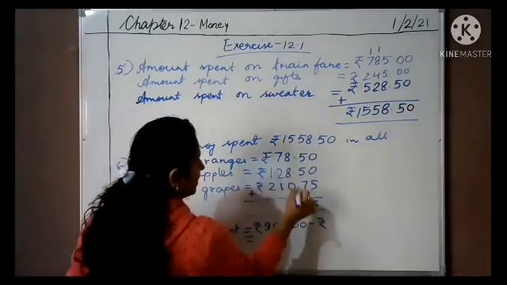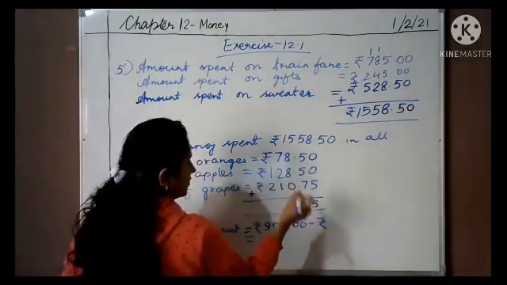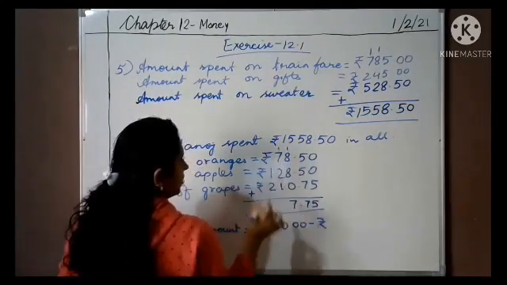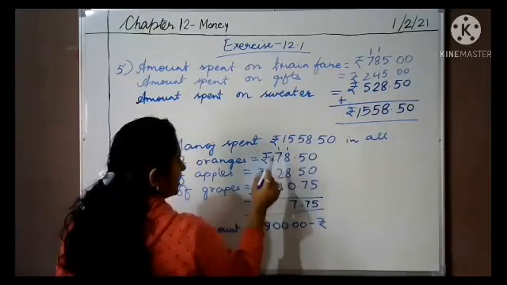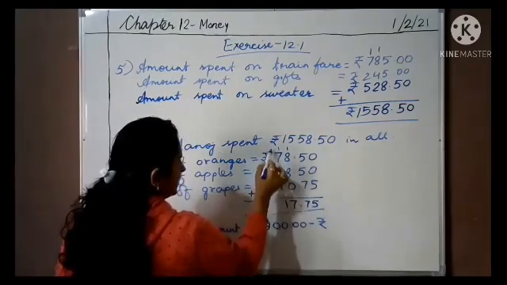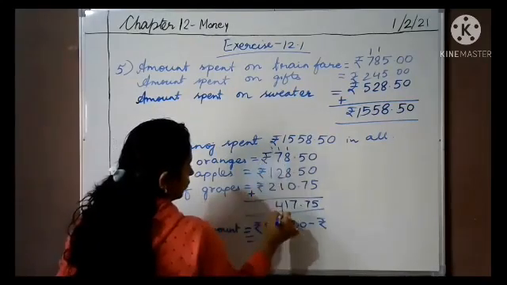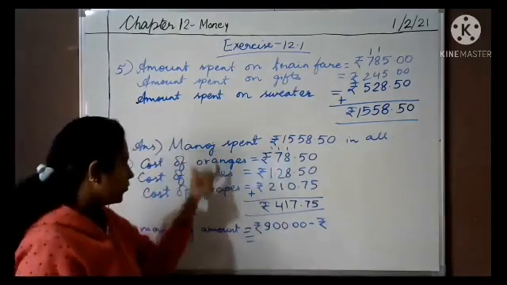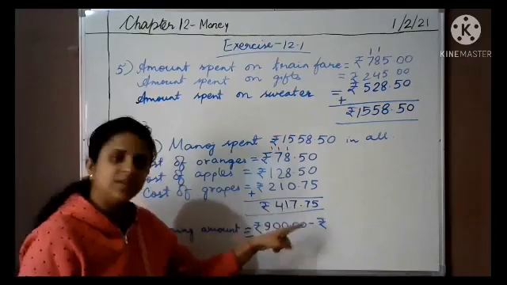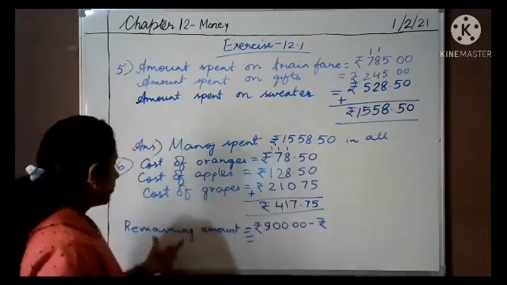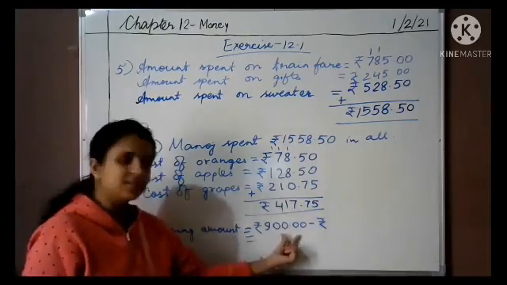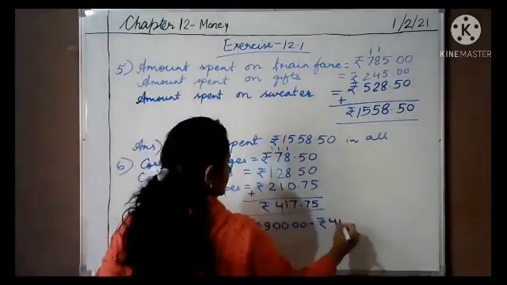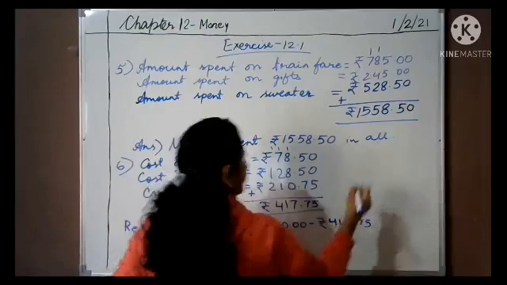So 5, 5 and 5, 10, 10 and 7, 17, 7 carry 1. 8 and 8, 16 and 1, 17, 7 carry 1. 7 and 3, 10 and 1, 11, 1 carry 1. 2, 1, 3 and 1, 4. So total amount spent in buying these fruits is 417 and 75 paise. So what is the remaining amount? We have to subtract from 900, right? So 417.75.